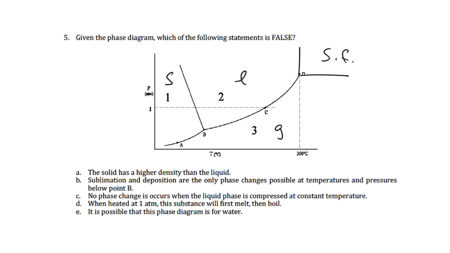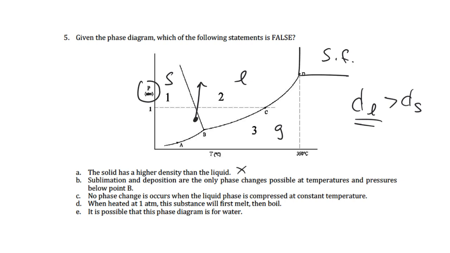The first statement says the solid has a higher density than the liquid. If I imagine taking the solid here and adding pressure, I'm increasing the density. If I push a solid closer together, I'm increasing its density. And you notice that by increasing the density, it forms the liquid state. So that means the liquid has the greater density, not the solid. The solid has a lower density than the liquid, so this statement would appear to be false.